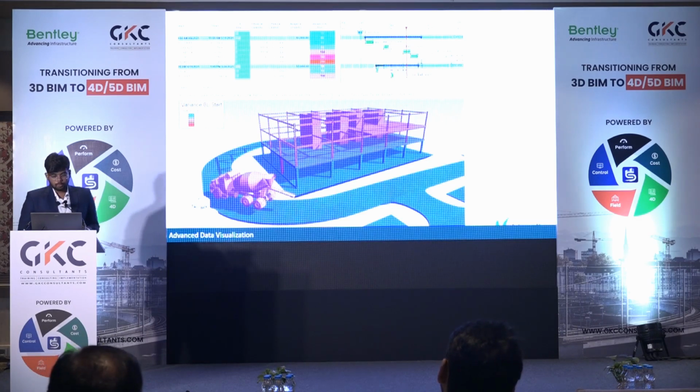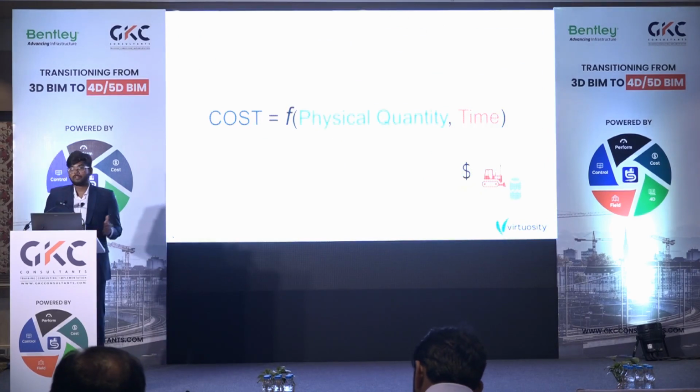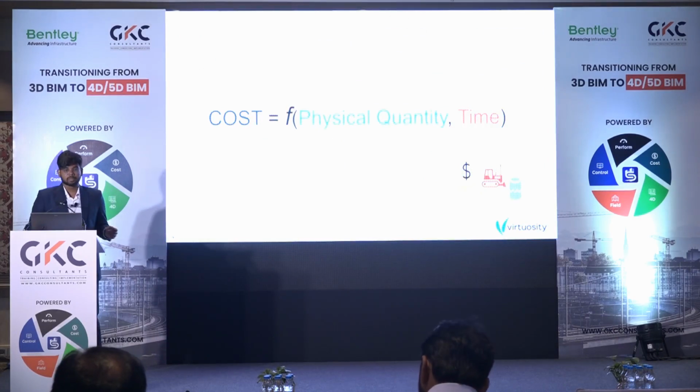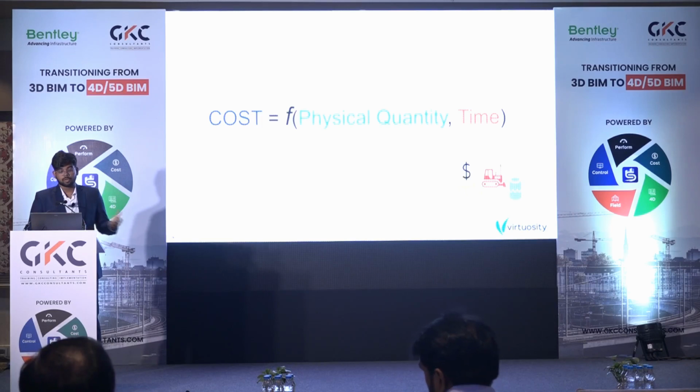Now, we have the time information, and we have the 3D model which is linked with your schedule. The other thing which is missing is the 5D, the cost information. So how do we get to the 5D part? We know that cost is a function of physical quantity and also time. When we do costing, it's most of the time a BOQ based cost based on the physical quantity, but we do not consider the time aspect, or we are not able to combine the two things together.